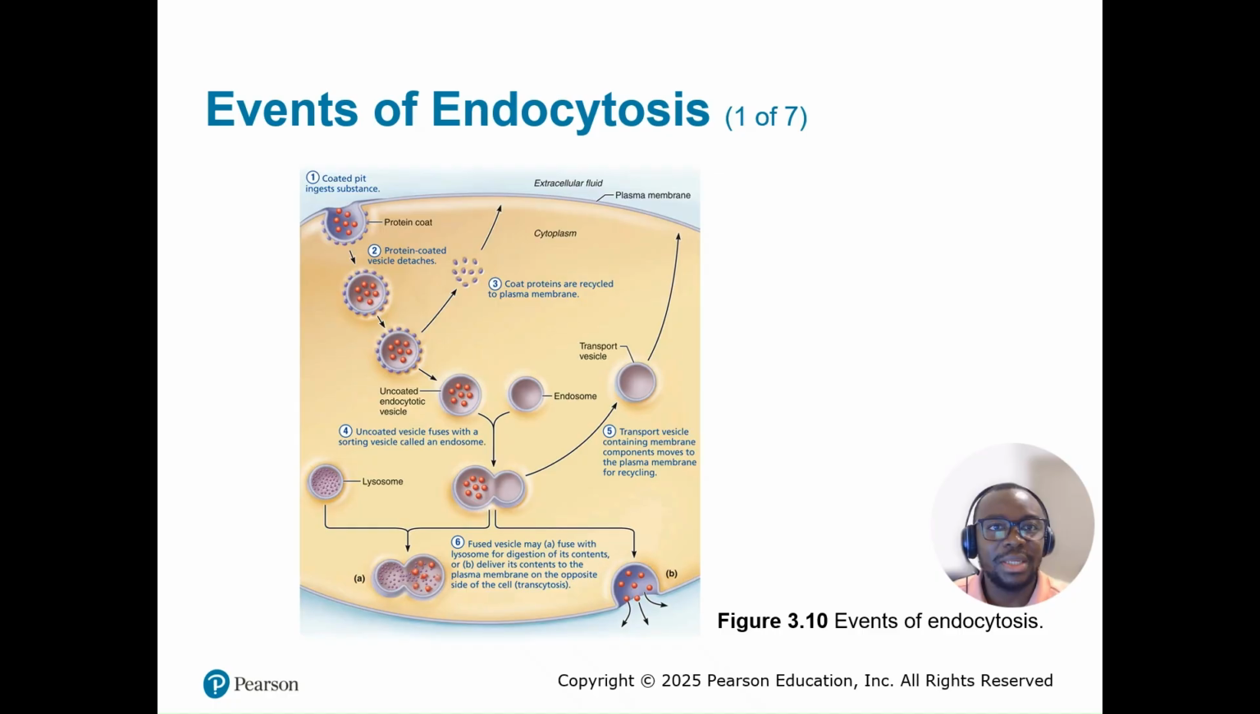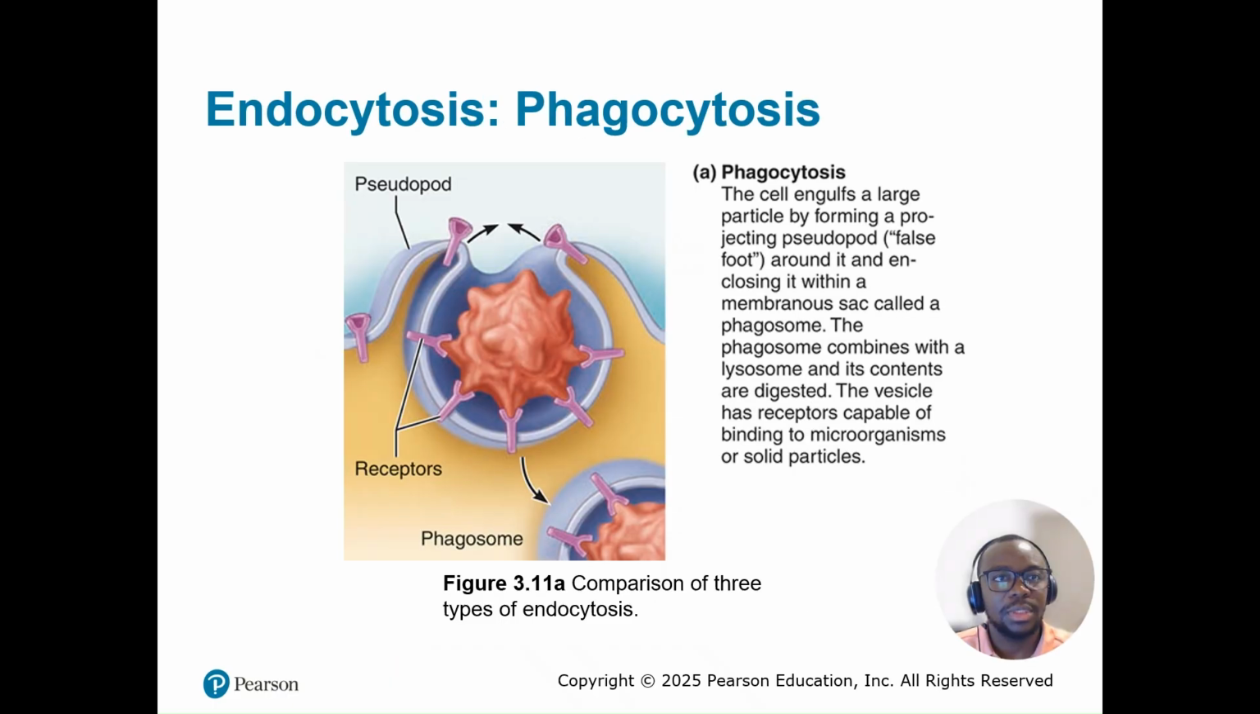In step 6, the fused vesicle may either A. fuse with a lysosome for digestion of its content, or B. deliver its content to the plasma membrane on the opposite side of the cell. If the vesicle's contents are delivered to the opposite side of the cell, this is known as transcytosis. Next, we review the different types of endocytosis.